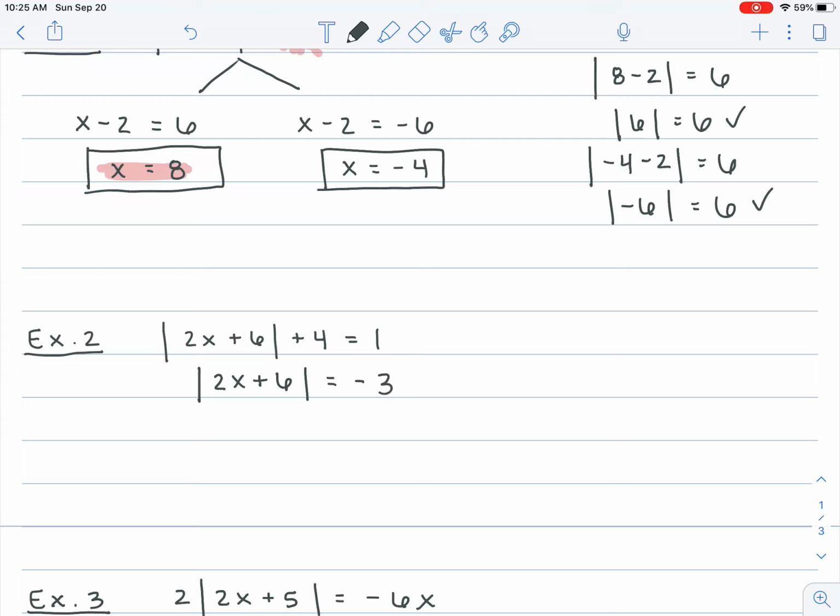The second thing is, we're going to pause here because something's wrong. It says the absolute value is equal to negative 3. Can you ever have the absolute value equaling an actual negative number? No, all right? It has to equal a positive because it's a positive distance that you're looking for. So I would say this is actually a no solution.